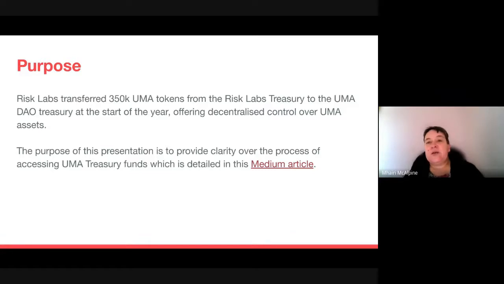So, as you know, at the start of the year, Risk Labs transferred 350k UMA from the Risk Labs Treasury to the UMA Treasury. This now offers decentralized control over 35% of the UMA supply. So these are now under control of the UMA token holders. The purpose of this presentation is really to provide clarity over that process, to make sure that everyone understands that it's happening and how to go about it and what the process is.